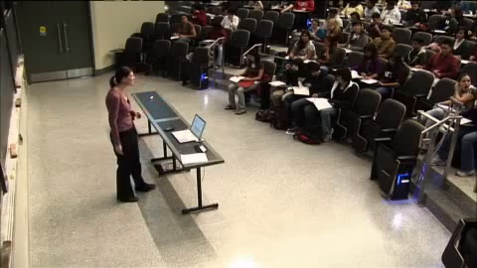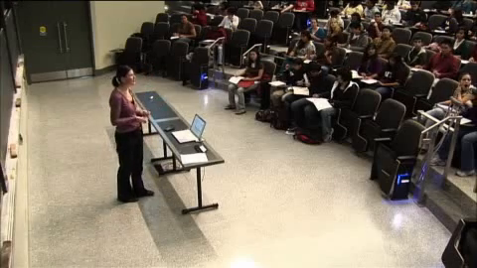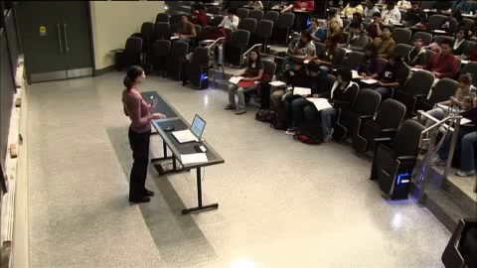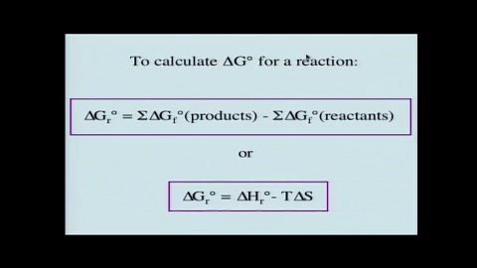So if we're talking about calculating delta G for any reaction, now we actually have several ways to do it. The first way is very analogous to thinking about delta H for the reaction. We can just look up a table where we have delta G of formation. So we can take the sum of the delta G of formation of the products and subtract from it the delta G of formation of the reactants.